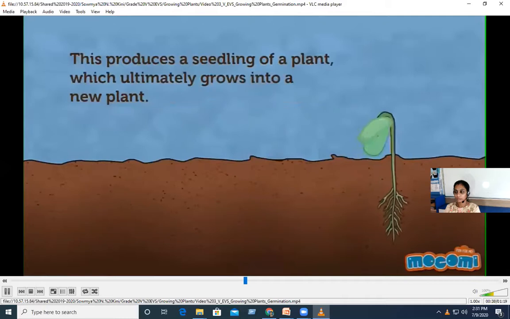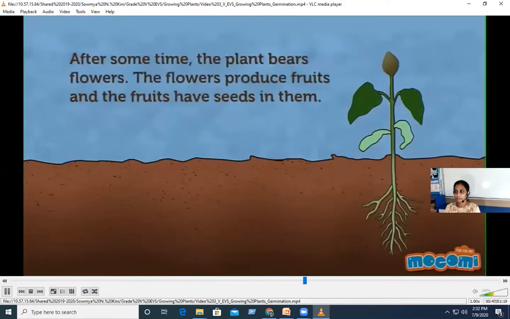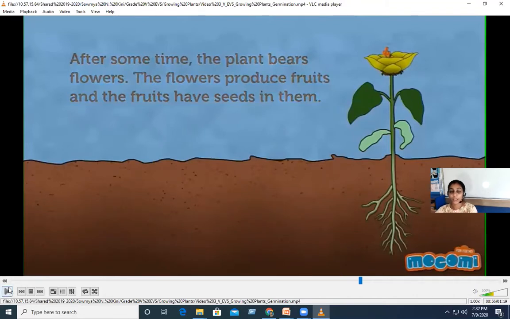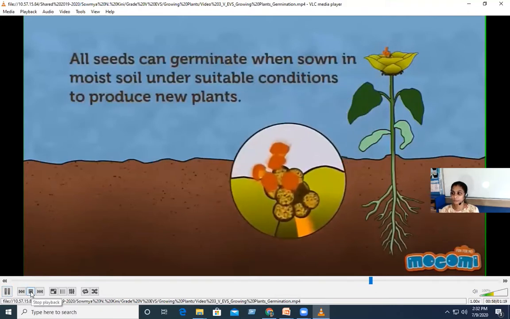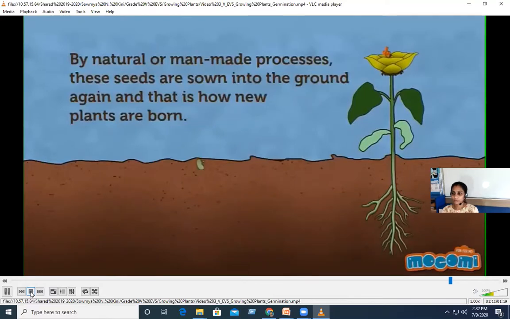This produces a seedling of a plant, which ultimately grows into a new plant. After some time, the plant bears flowers. The flowers produce fruits, and the fruits have seeds in them. Yes. And how does a flower form seeds? Because of the pollinating agents, and I have explained it already. All seeds can germinate when sown in moist soil under suitable conditions to produce new plants. By natural or man-made processes, these seeds are sown into the soil again, and that is how new plants are born.